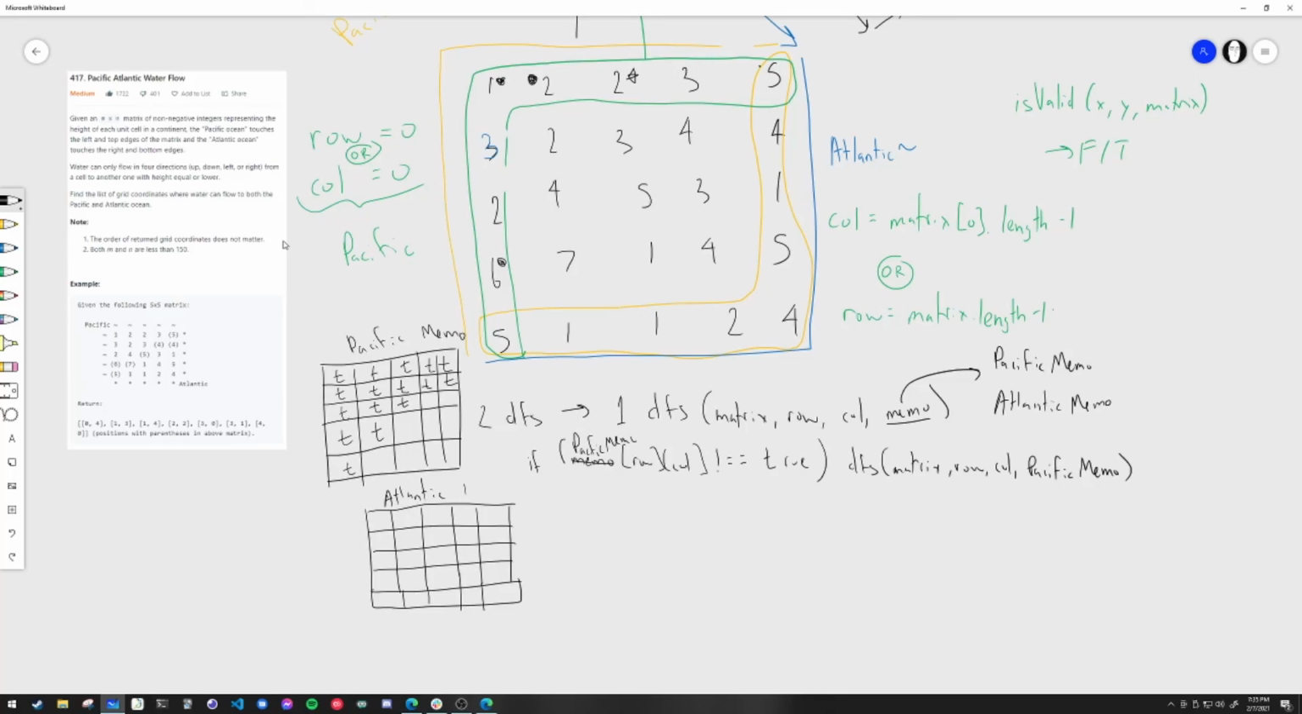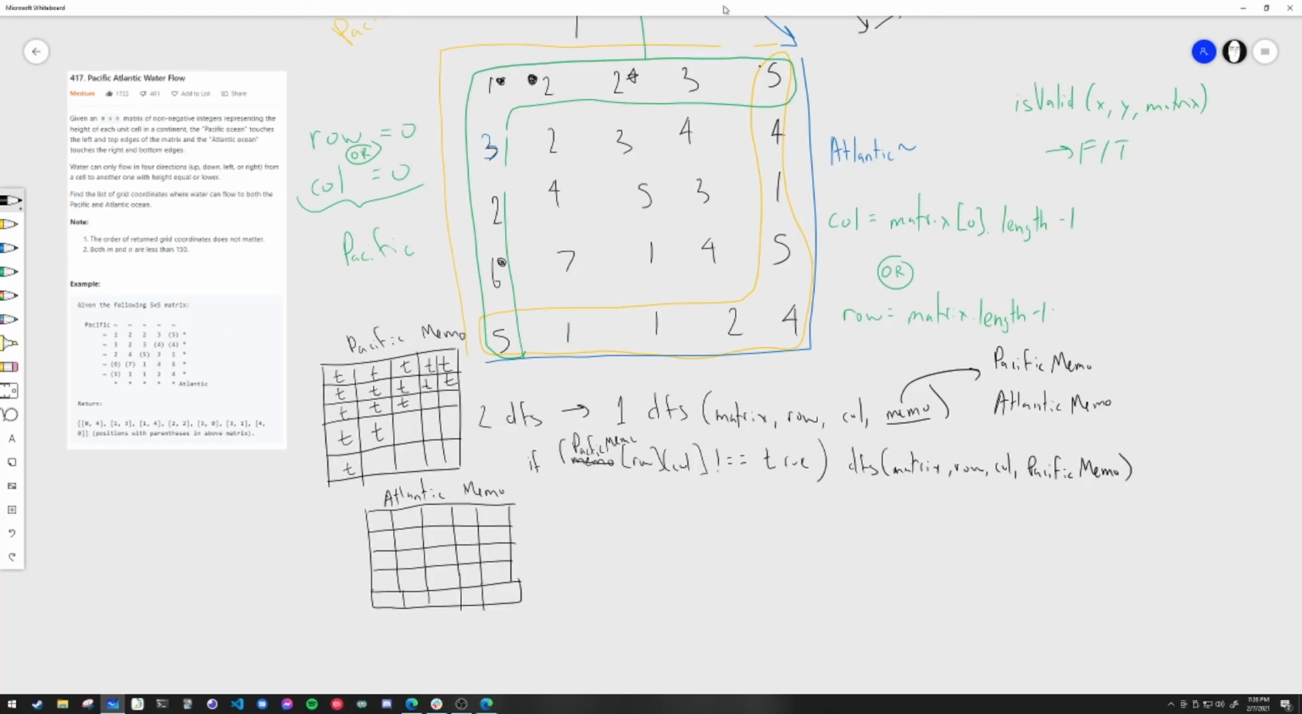So now we're basically doing the same thing again, but now we're looking at numbers within this yellow squiggly cylinder rectangle. And now we have something called the Atlantic memo. Just so we're all on the same page, everything within this yellow L shape, all these points for sure flow into the Atlantic Ocean because they're on this Atlantic border. So that's important to note. We're going to do exactly what we did for the Pacific memo, but for the Atlantic memo, starting from this yellow L shape instead.